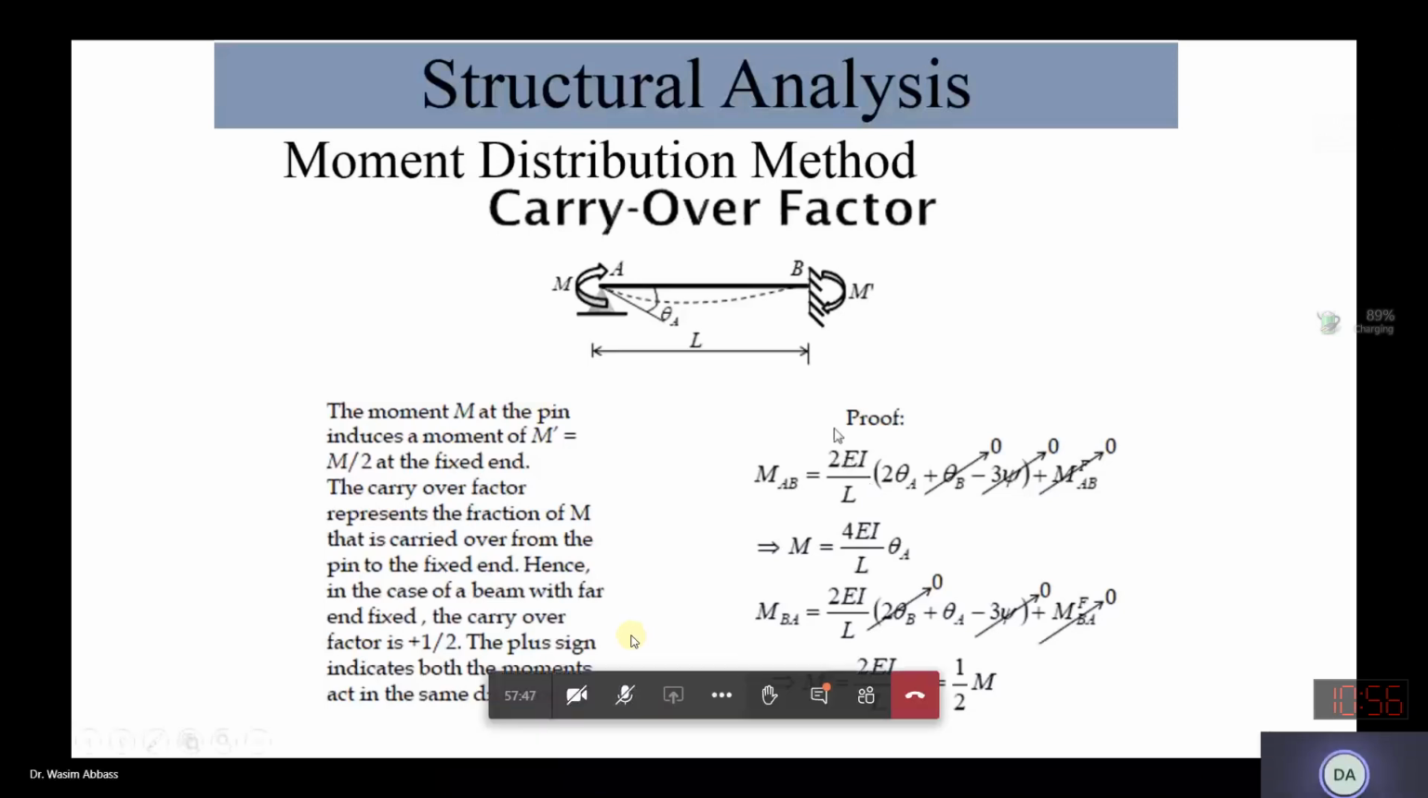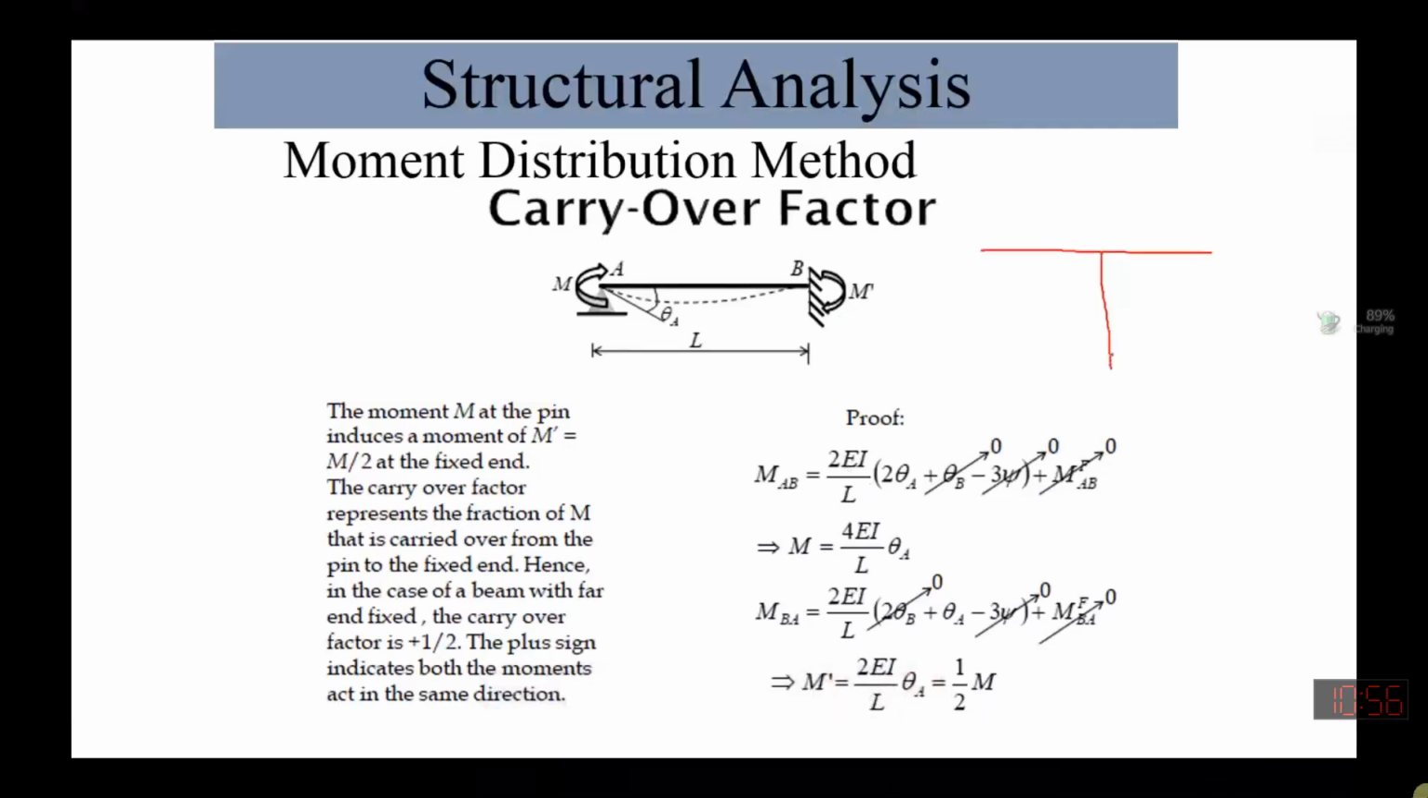The distribution factor is the factor through which moment is distributed from a joint to the adjacent panel. How much will be distributed to the adjacent panel? Whereas the carryover factor is the factor through which moment will be transferred from one end of the beam to the other end of the beam. We'll find out that this much of the moment.